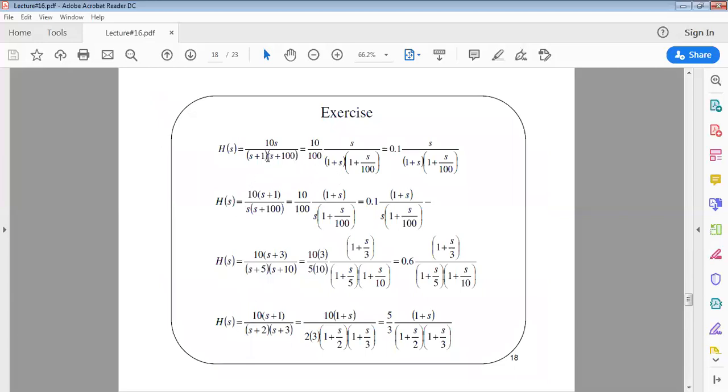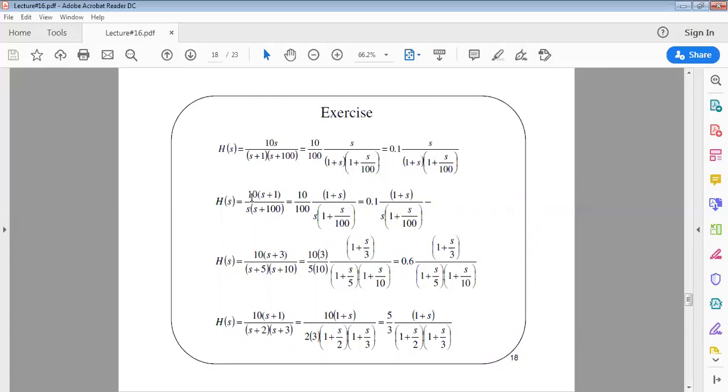I have written the H(s) of all of them in the correct form. For instance, for the first case, 10s over (s plus 1)(s plus 100). What I did is that I have 10s and I take out 100, so we have 100 here and 1 plus s and 1 plus s over 100. We end up with 0.1s over (1 plus s)(1 plus s over 100). For this example, there are 4 terms: a constant of 0.1, a zero at origin, a pole at 1, and a pole at 100. The same thing happens for the second example.